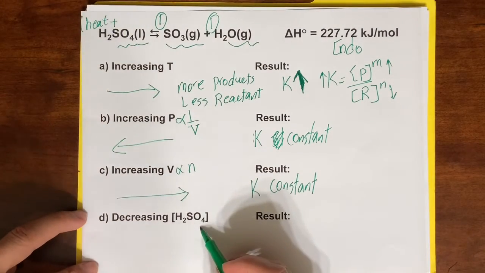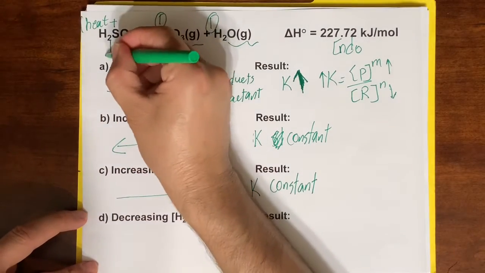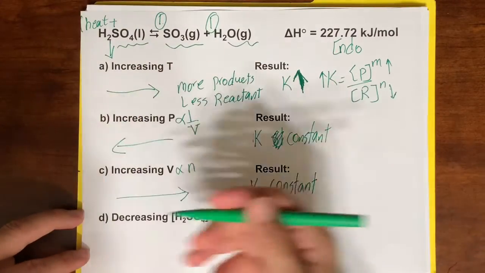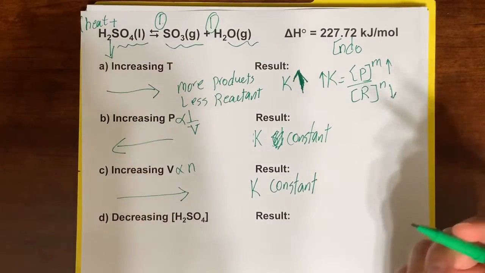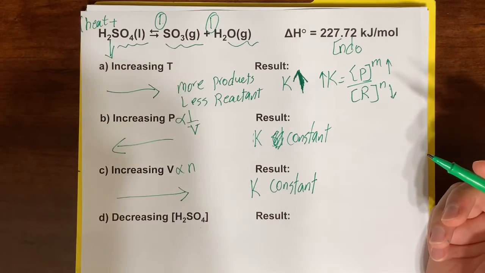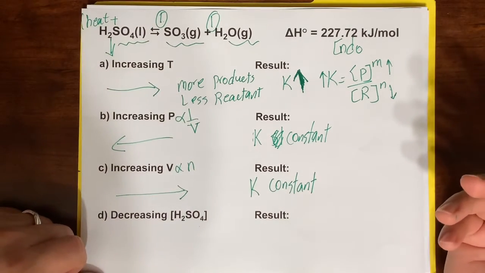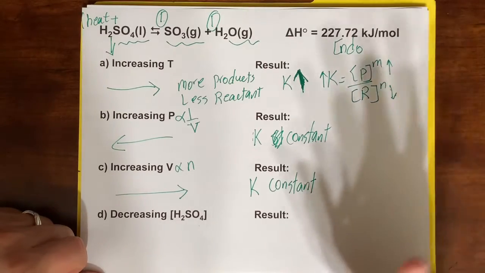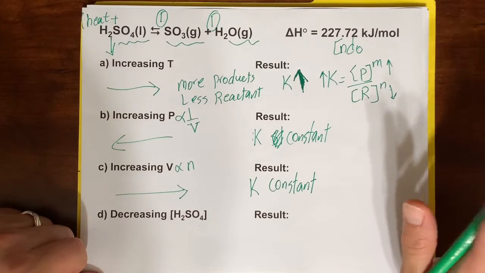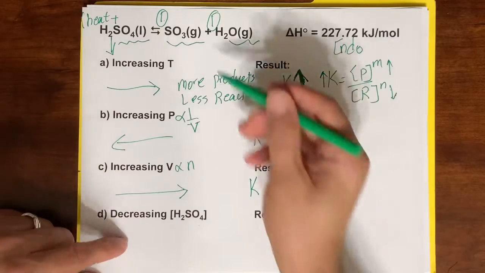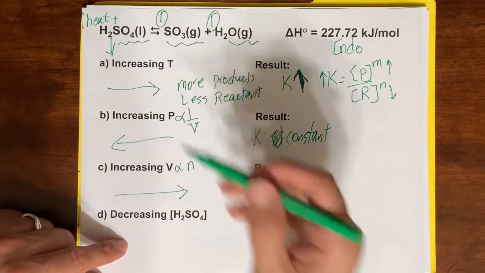Decreasing concentration of sulfuric acid. If this one goes down, you need to regenerate it. Then you can keep K constant. Otherwise, K is not going to be constant, and you did not change the temperature. So K will be constant because you did not change the temperature. So how can I keep K constant? I will regenerate some sulfuric acid.